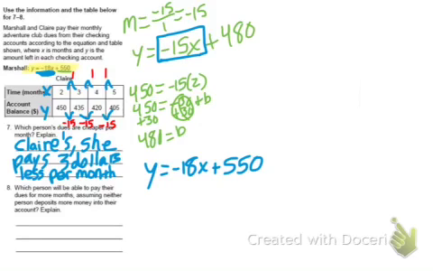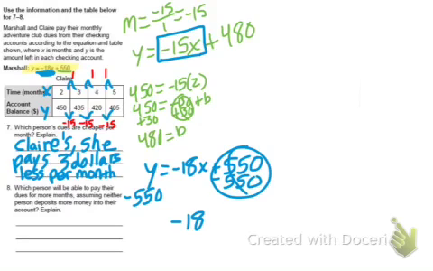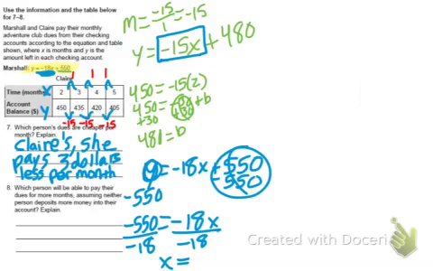So simply we're just going to solve for x, so we're going to subtract 550 on both sides, so we get negative, or we wanted y to equal 0. So negative 18x equals negative 550. Now we divide by negative 18 on both sides. And for Marshall, x equals 30.5. So what does that tell us? It tells us that Marshall can pay his dues for 30.5 months.